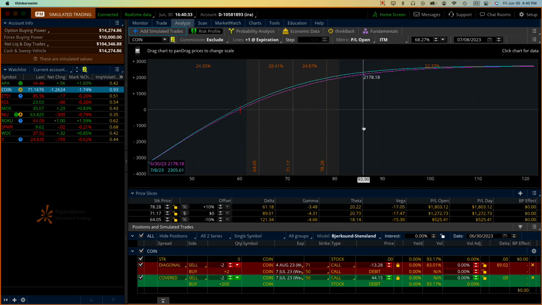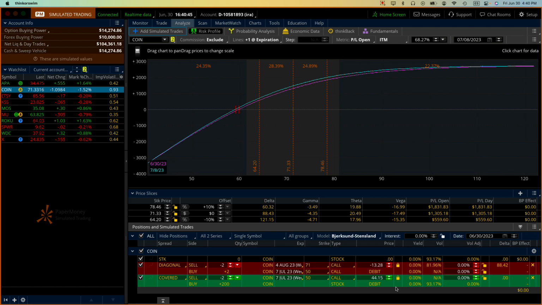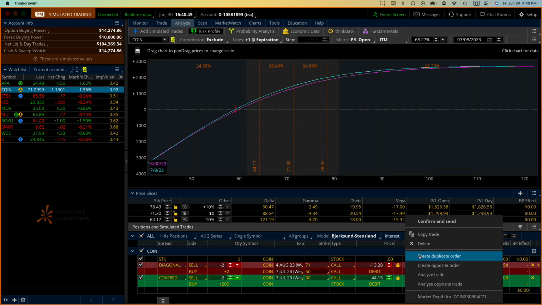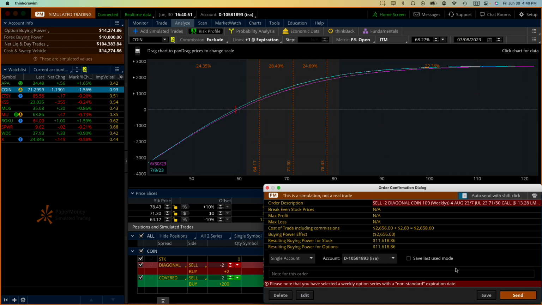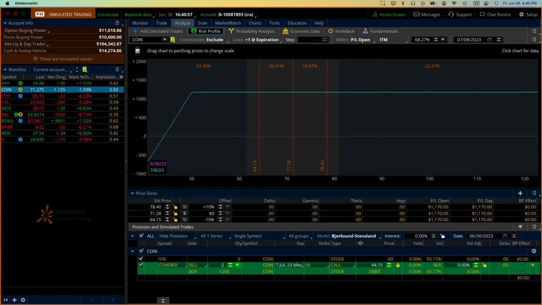Because there's no point in waiting, my extrinsic value is so close to 0 already, I'm not going to wait until the end. I'm going to do the rollover now, and that way I save money. I did it for a shorter time. Let's do that. Confirm and send. And it's going to cost us money, so we are adding to our cost. Okay, and we will see when it gets filled.